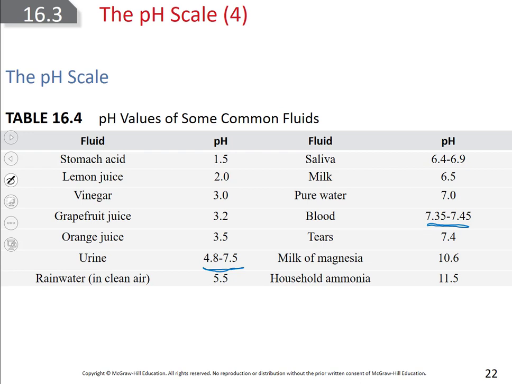Saliva is slightly acidic. Milk is slightly acidic. Milk of magnesia and ammonia are household items you can find that are slightly basic. Rainwater in clean air is slightly acidic. In not-clean air, it's even more acidic than this, and we get acid rain.